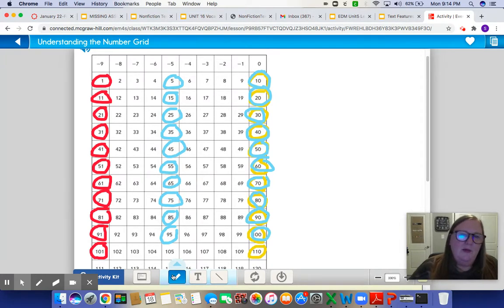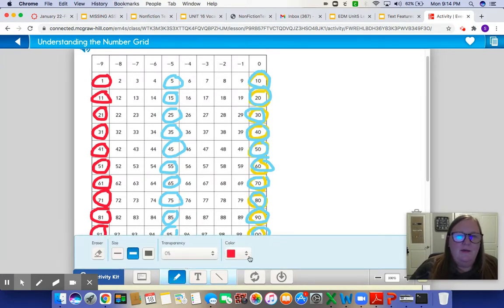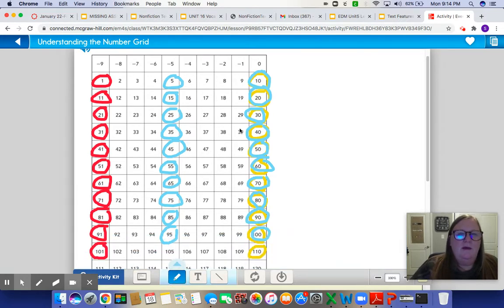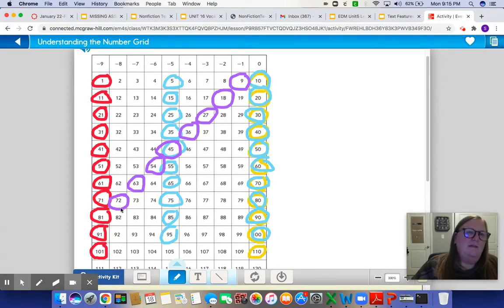Now, a pattern that I want to show you, maybe that you didn't notice, we're going to use purple this time, is, let's look at this pattern. 9, 18, 27, 36, 45, 54, 63, 72, and 81. And this pattern would be the 9 multiplication family.